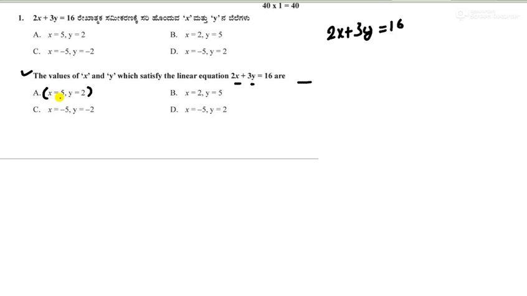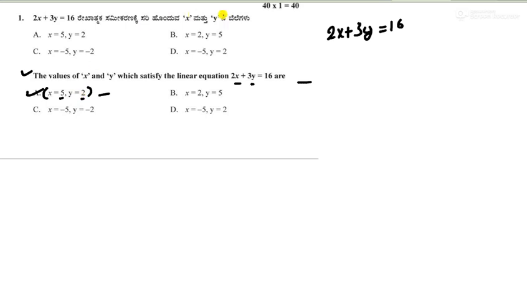See, if I put 5 and 2, what will this become? 2 times 5 is 10 and 3 times 2 is 6, that is 16. Correct? 10 plus 6 is 16. So option A is the right choice. That's all. There is no need of using pen and pencil for substituting. You just look at the question, relate, and answer. So this is the correct answer.